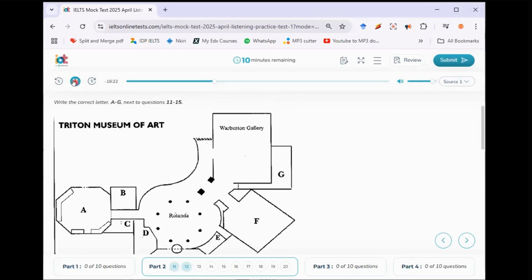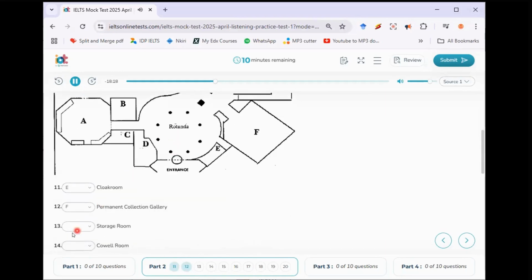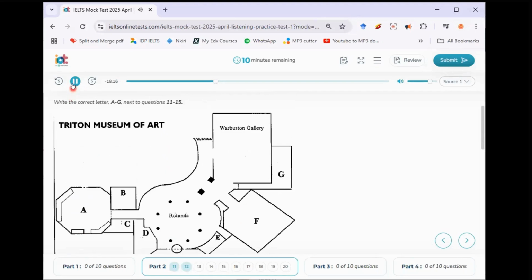Let's continue with the audio. The smaller room behind the Warburton Gallery that you see on your maps is just a storage space for the museum. Can you see the smaller room beside the Warburton Gallery? That's referring to G.